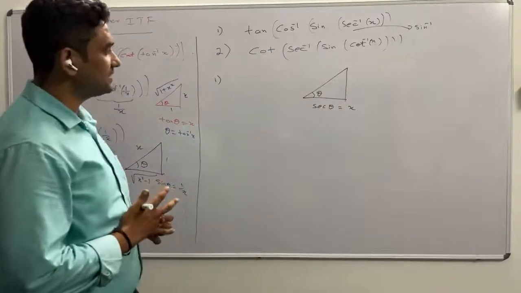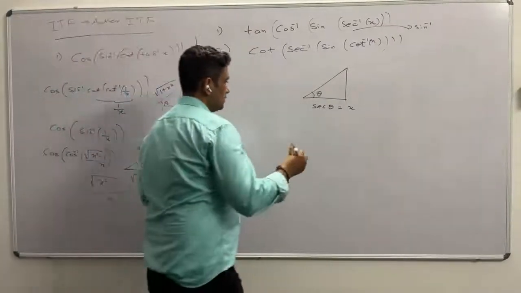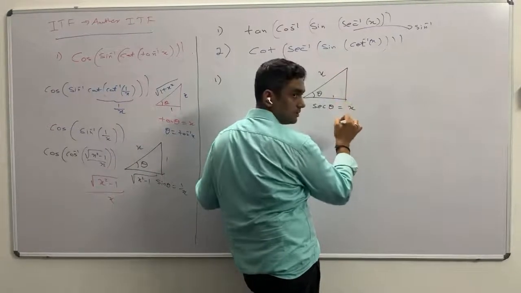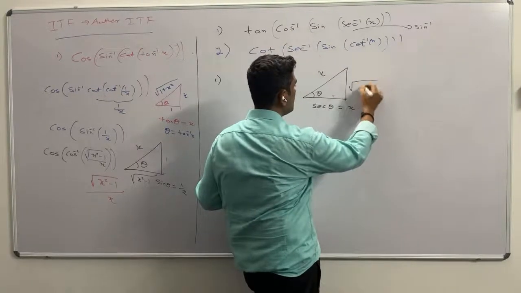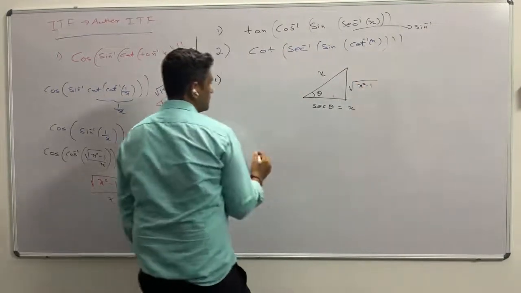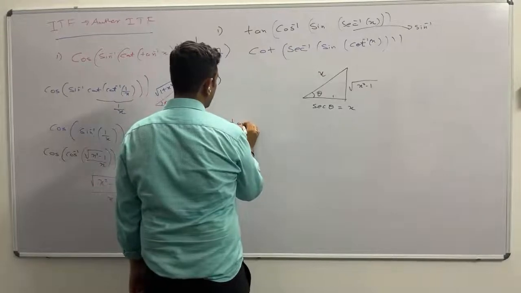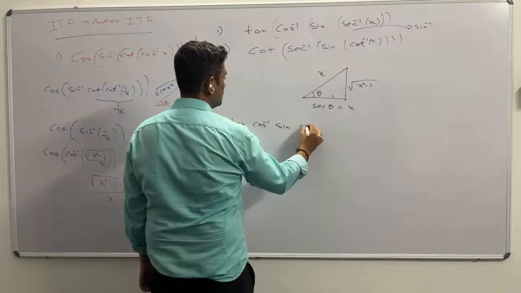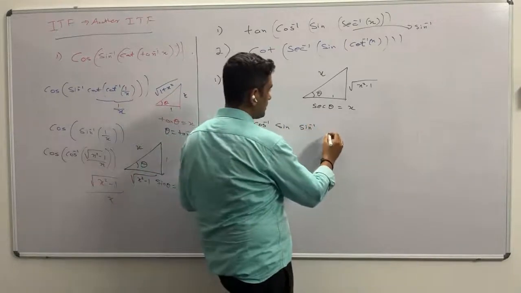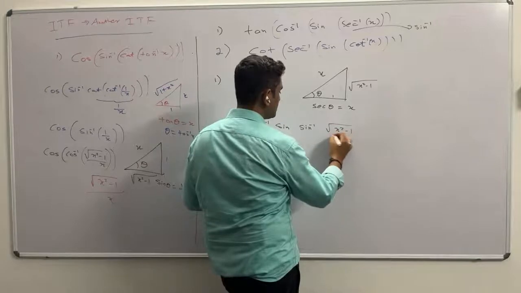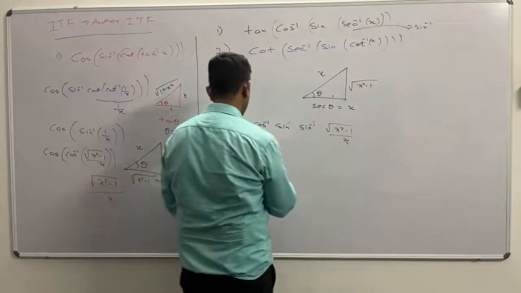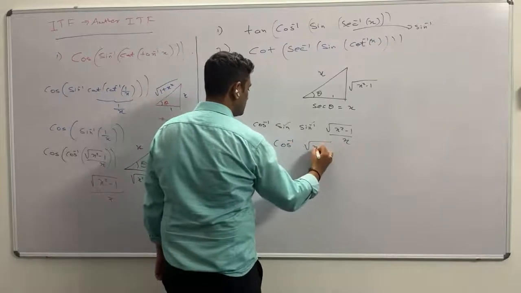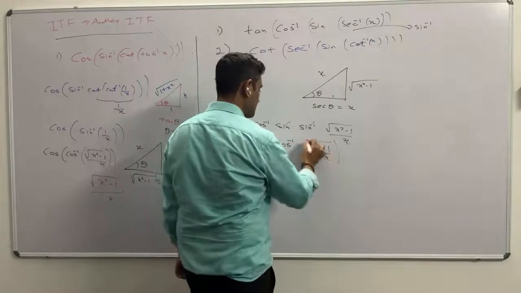So in the first one, we get secant theta will be equal to x. So we can say secant is hypotenuse by base, x and 1, so this will be root over x square minus 1. So we can write it as tan of cos inverse of sine inverse. Now this will come out to be root over x square minus 1 by x. Now this will go away. So we are getting tan of cos inverse root over x square minus 1 by x.